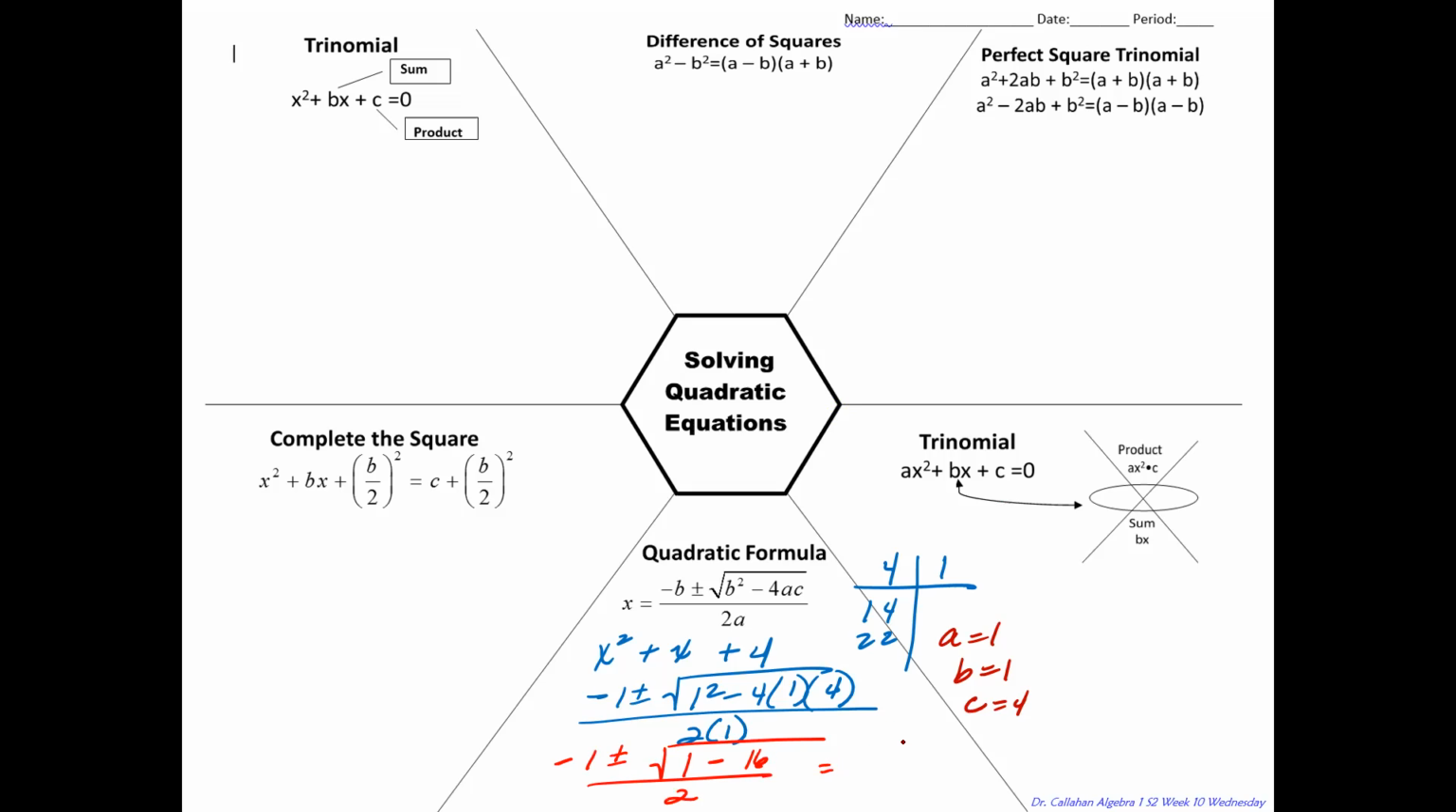So with your answers, you're going to split it into 2 pieces, -1 plus or minus square root of -15 over 2. So you have x equals -1 plus the square root of -15, x equals -1 minus the square root of -15. And they're all divided by 2.